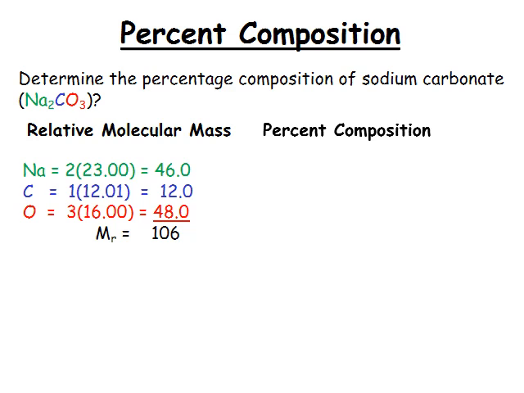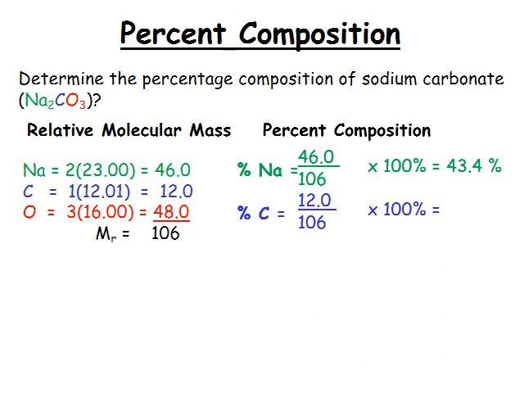Then the percentage compositions. For the percentage of sodium, because we've got 2 sodiums, 2 times 23 is 46, divided by 106 times 100 gives 43.4%. The percentage of carbon will be 12.0 divided by 106 times 100, which gives 11.3%. And finally, the percentage of oxygen is going to be 48.0 divided by 106 times 100, 45.3%. And again, if you add those numbers together, they come to 100%.